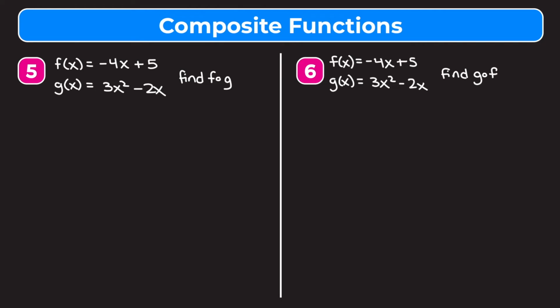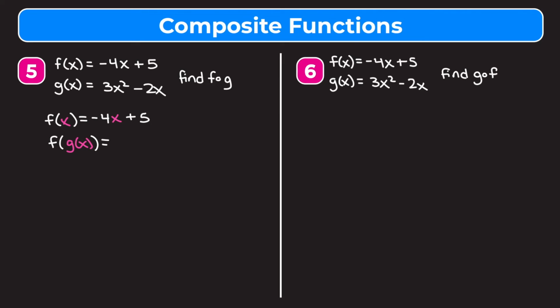So for example 5, we have f of x equals negative 4x plus 5, and g of x equals 3x squared minus 2x, and we want to find f of g of x. So I'm going to start by rewriting f of x. So I know that f of x is equal to negative 4 times x plus 5. And now I want to find f of g of x.